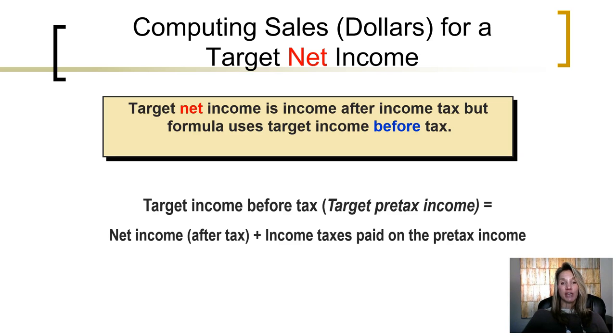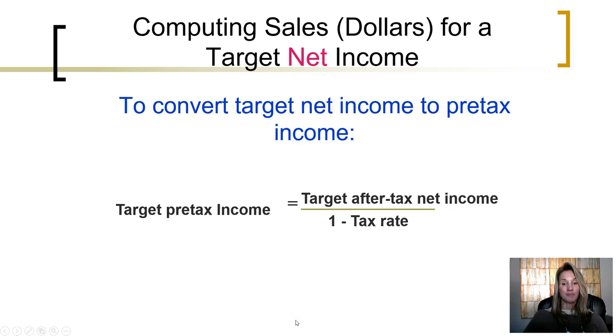We call this the target net income, and it is the income after income tax, but the formula uses target income before tax. So if management identifies a desired income after tax, we need to take the amount of that net income after tax and add back any income taxes that will be paid on the pre-tax income. And there's a simple formula to do that.